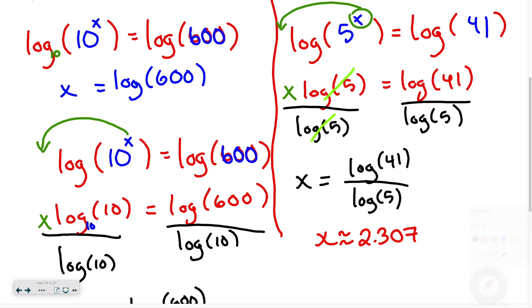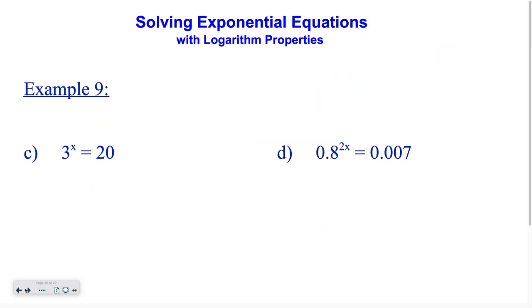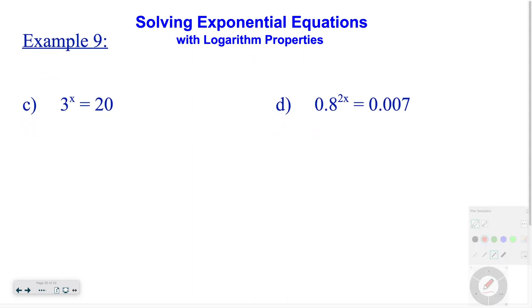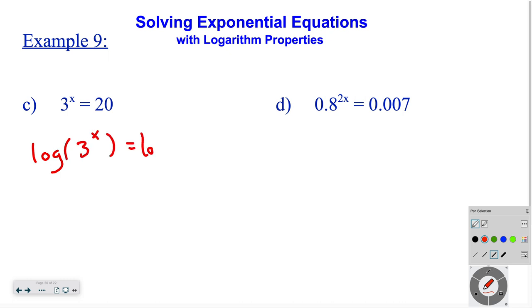And now we're solving exponential equations with logarithms. All right, 2 more. 3 to the x equals 20. Right, same concept here. Take the log of both sides, so now I'm at log of 3 to the x equals log of 20.